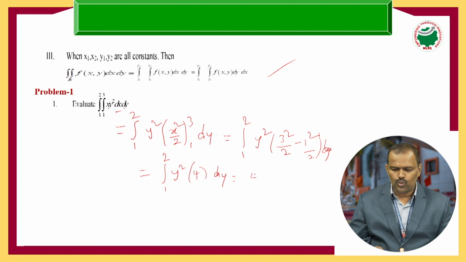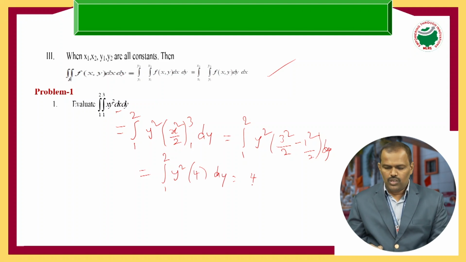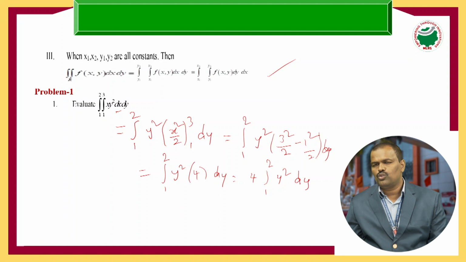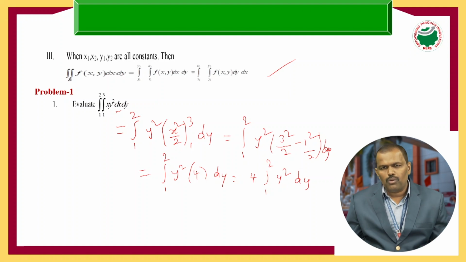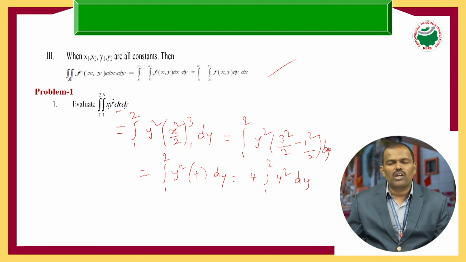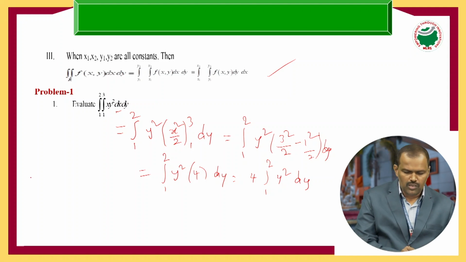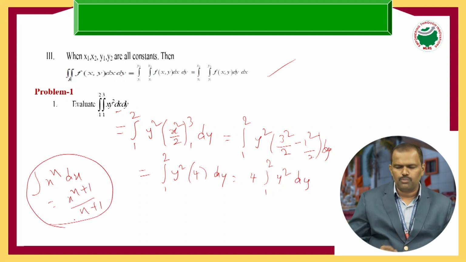Now it's time for doing with respect to y. So here, with respect to y, integral 1 to 2 of y square dy. In order to do these problems, everyone has to memorize the basic formulas, that is x power n. For x power n or y power n, the formula is x power n plus 1 by n plus 1. I am applying this formula: integral of x power n dx is equal to x power n plus 1 by n plus 1. Using this formula only I am doing this problem.